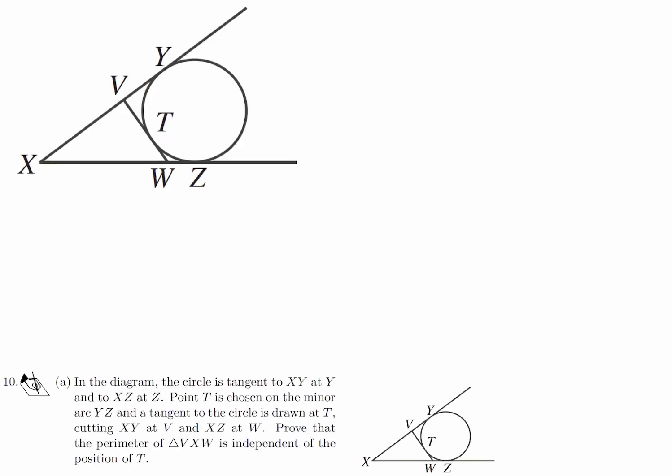A few lines we will draw in. The first is from the center of the circle to Y. The next is from the center to Z, and these are all tangent points. And the next is from the center to T. And those are all tangent points, so they create all right angles.